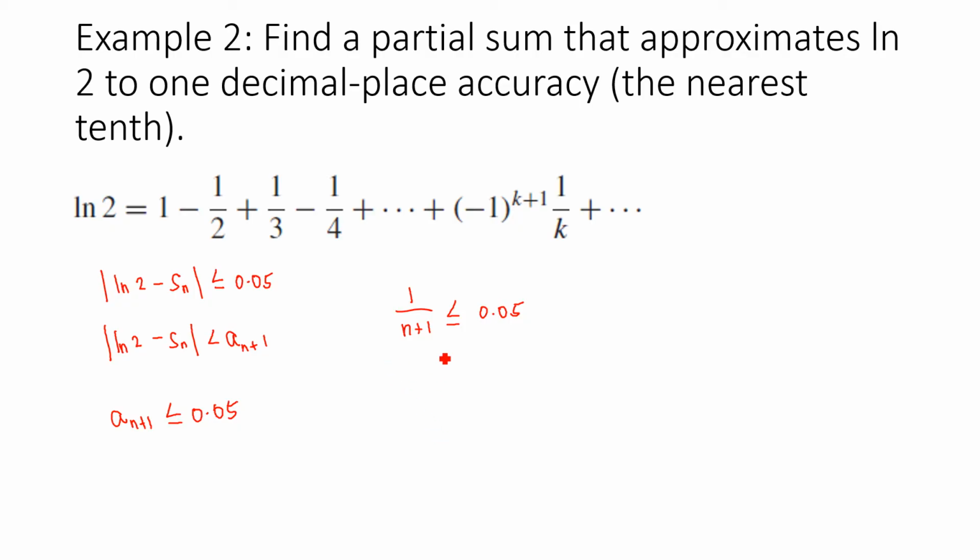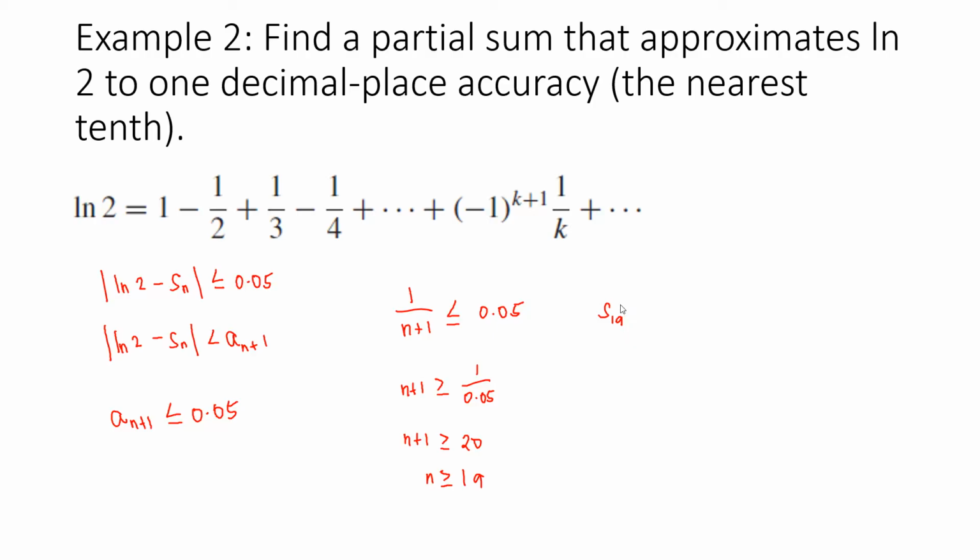Okay, so in this case, we just reverse the inequality. So you have n plus 1 is greater than or equal to 1 over 0.05, which is equal to 20. And of course, in this case, your n must be greater than or equal to 19. Thus, our S sub 19 will provide the required accuracy, which is consistent with the previous results.